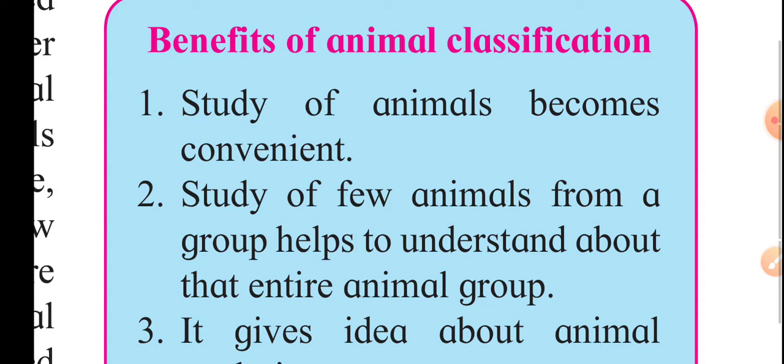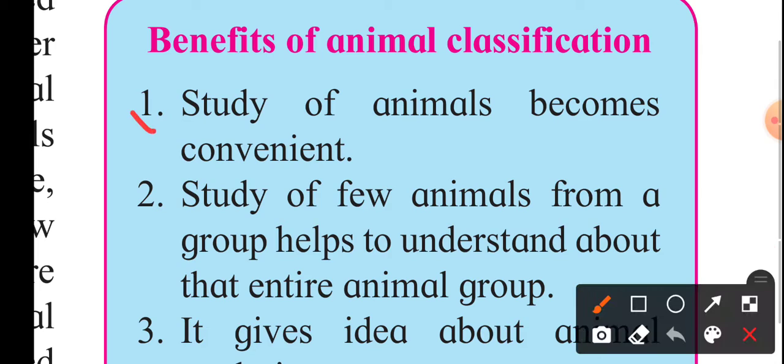Study of animals becomes convenient. It's but obvious that if we have millions of species available on the earth, then knowing each and every one individually is a very tough task. So if we classify them, then we come to know some common characteristics among the different categories of animals. So study of animals becomes convenient. And then the study of a few animals from a group helps to understand that entire group.